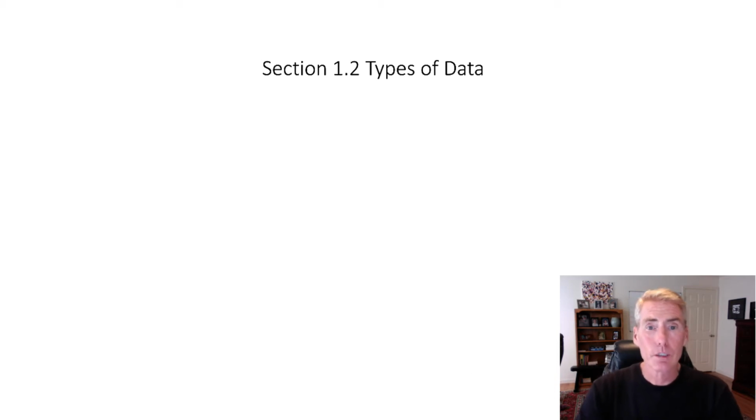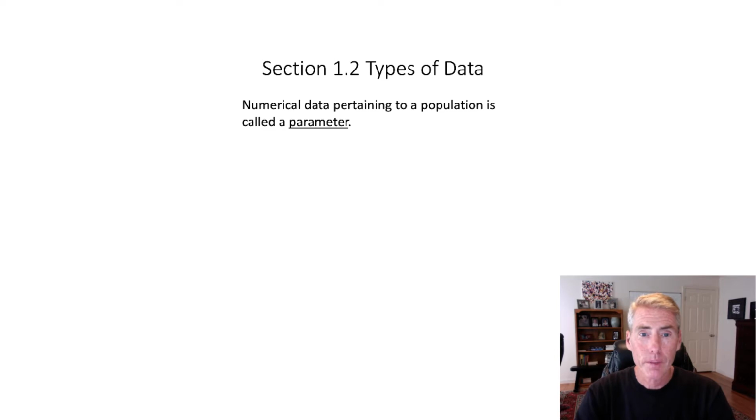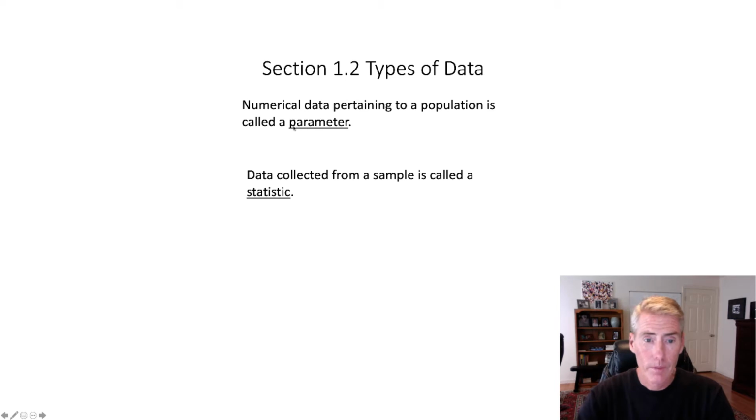Okay, now for section 1.2 on different types of data. As I may have mentioned before in section 1.1, if you have information from the whole population, that's called a parameter. If you have information from a sample, that's called a statistic. So P for population, P for parameter. S for sample, S for statistic.